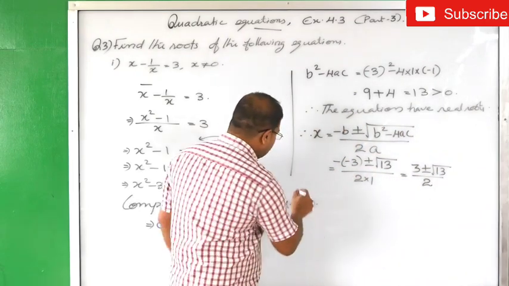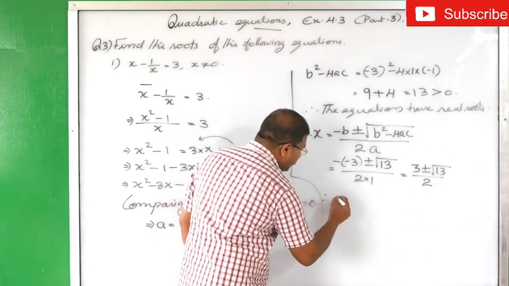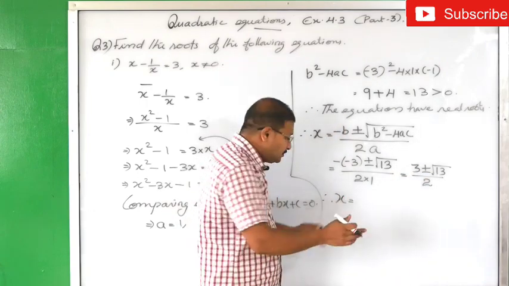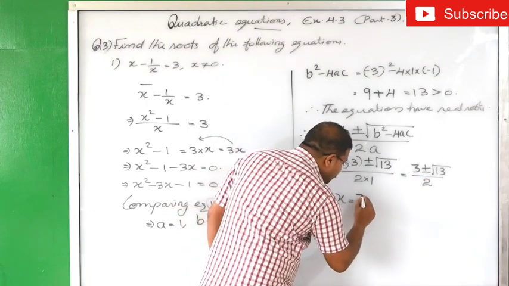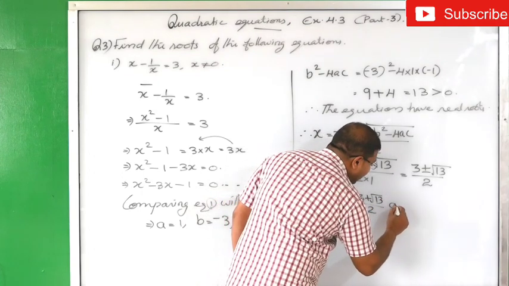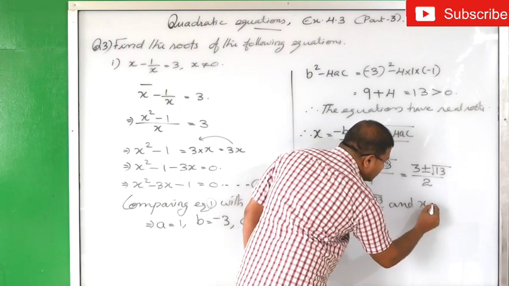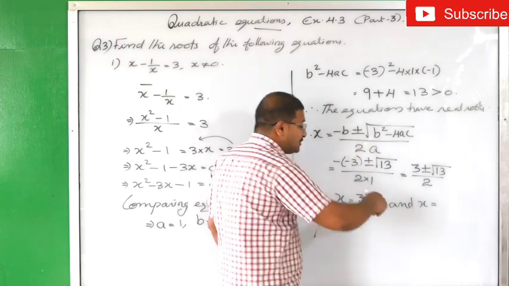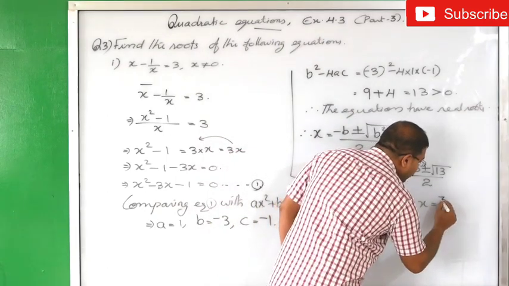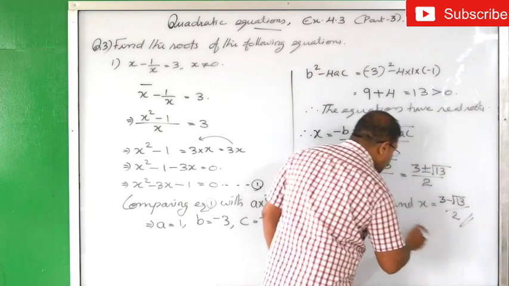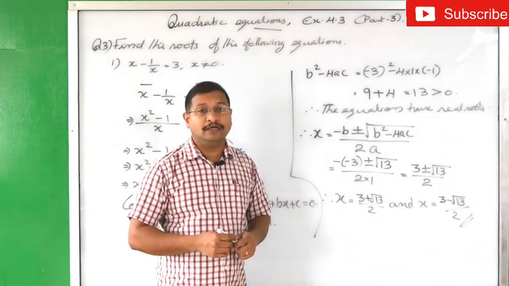Ready? That means we will write, therefore x equals, now what you will do? Plus and minus will separate, isn't it? So we'll write x equals 3 plus root 13 by 2 and next x equals, what you'll do? Plus we took already. Now next will be minus. That means what you'll write? x equals 3 minus root 13 by 2. So these two are the roots of the equation.